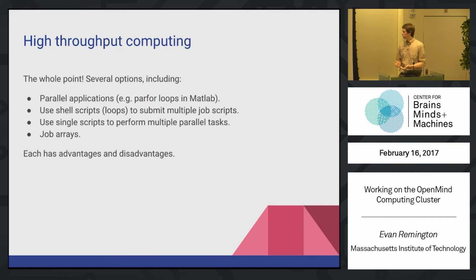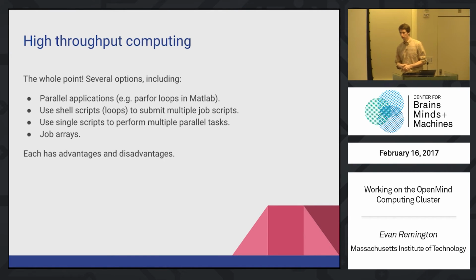Okay, but that's a pretty simple job. It's only doing two tasks, but in sequence, in serial. And the whole point of OpenMind is we want to do high throughput computing. So to do high throughput computing, there's several options. One is you can queue up tasks that use applications which are inherently parallel, such as MATLAB. And like I mentioned previously, in this case, you're going to want to request extra resources for your job.